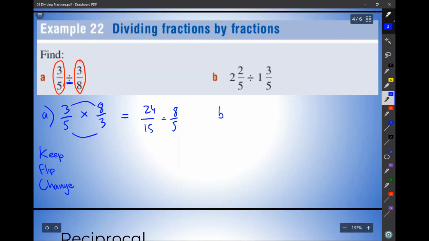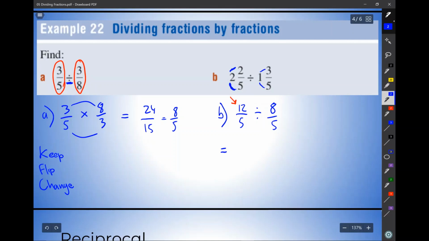Now, in this second question, we can change our mixed numerals into fractions, or we can consider them separately. I'm going to change them into improper fractions. 5 times 2 is 10, plus 2 is 12, so this number here is 12. Divided by 1 times 5 is 5, plus 3 is 8 over 5.